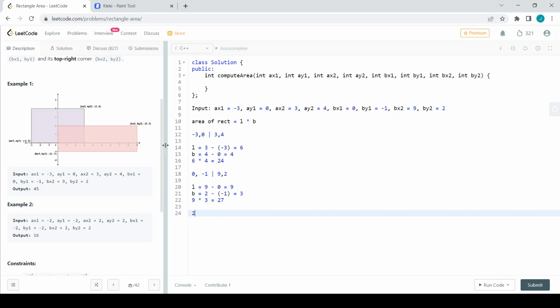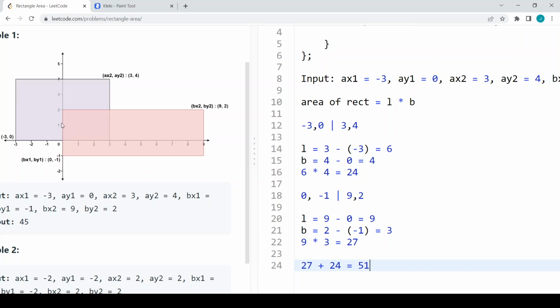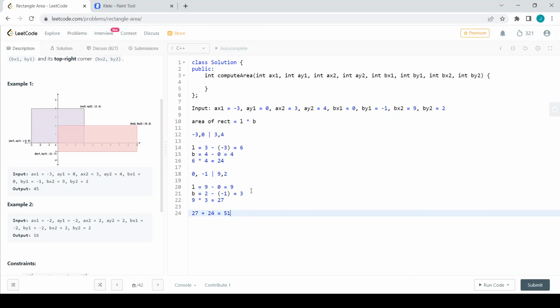And we know that if the rectangles are not overlapping, then the total area is 27 plus 24, which is 51. But you can see that these rectangles are overlapping in some places. The area of the overlap is nothing but the breadth is 2 and the height is 3, so 3 twos are 6. So the total area overlapped by the two rectangles is 6. We just subtract 6 from the total area that we got, which gives 45, and that is our required answer.